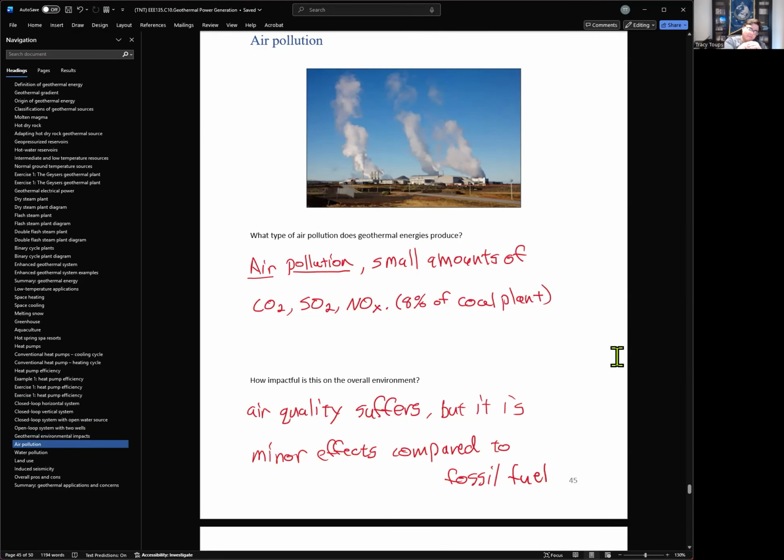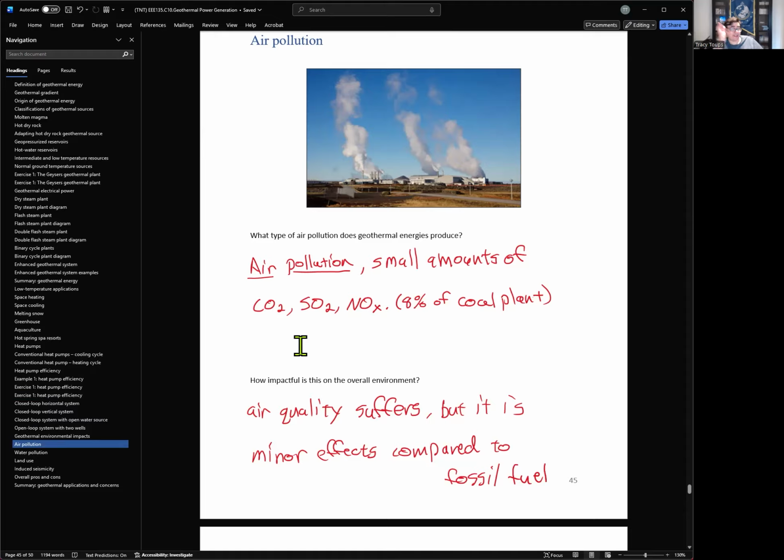First one is air pollution. What type of air pollution does geothermal energy produce? Small amounts of carbon dioxide, sulfur dioxide, and nitrous oxide in some form or fashion, right? Or some bigger, heavier elements. All three of these are common with coal-fired plants. Basically, you have fossil fuel in the ground, and there are going to be small pockets of these minerals and other elements. That's just part of the drilling process and just finding them naturally in the earth.